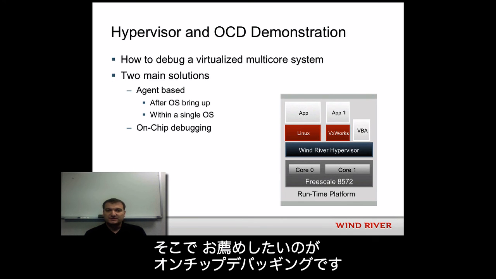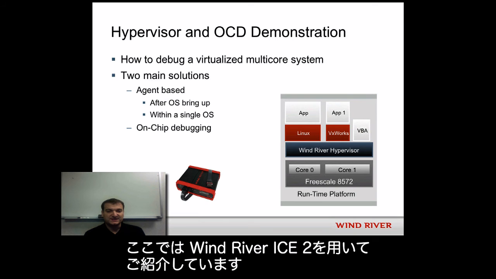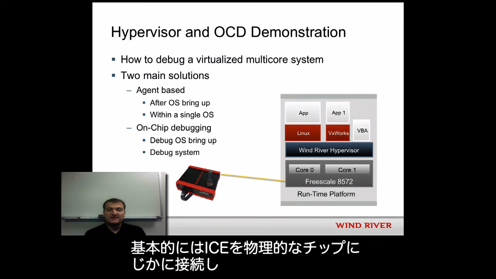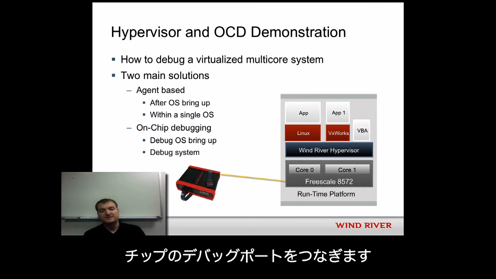So the other solution that I want to talk about today is called on-chip debugging. What we do is we take an in-circuit emulator, an ICE, and what you see here is a picture of a Wind River ICE. It's an ICE 2 actually. And you connect that ICE directly to your physical chip. The chip has a debug port, the ICE connects to the debug port, and your debugger itself on your host workstation connects to the ICE.